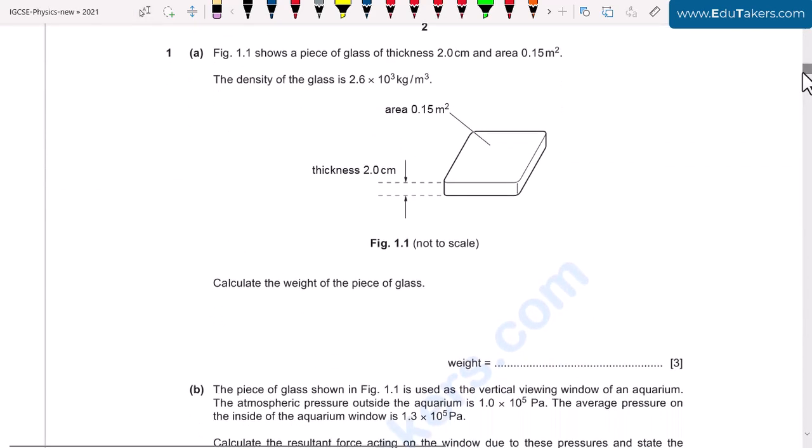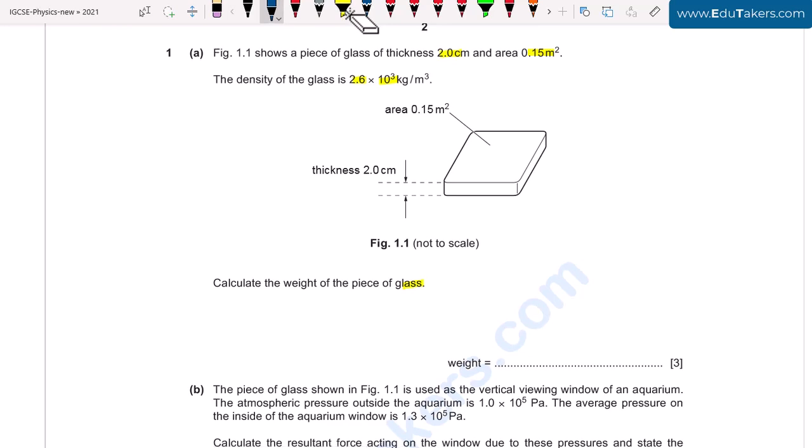Here is question number 1, part A. Figure 1.1 shows a piece of glass of thickness 2.0 cm and area 0.15 meters squared. The density of glass is 2.6 × 10^3 kilograms per meter cubed. Calculate the weight of the piece of glass. Here we have to calculate weight.